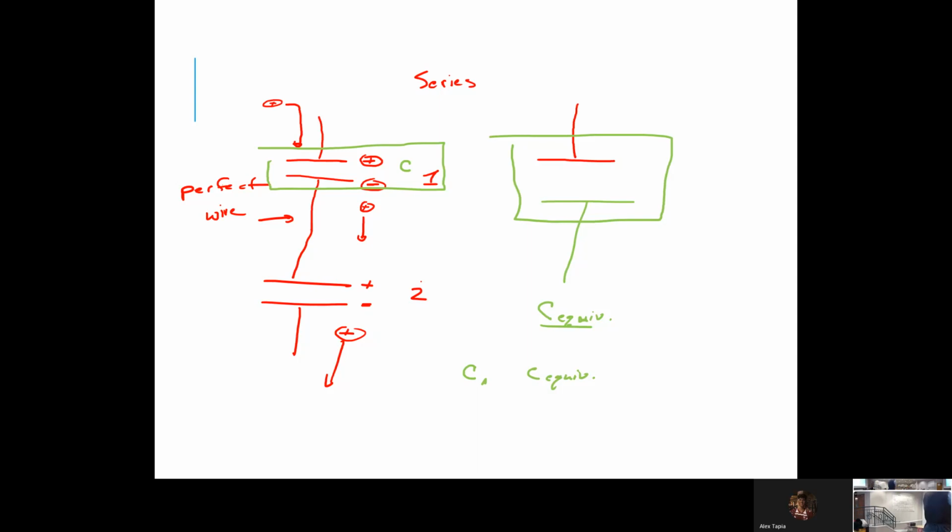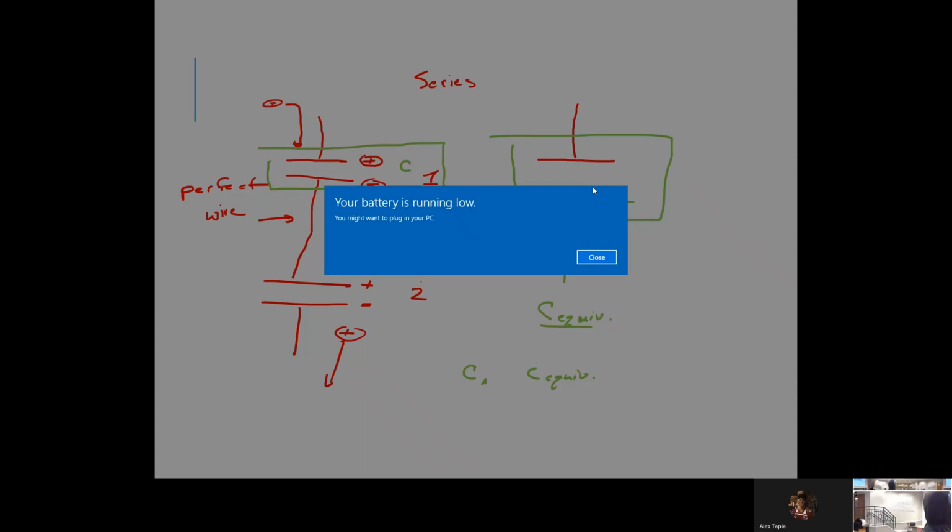Wouldn't the two plates give them more area too? We'll get there. Yeah. You got that right.